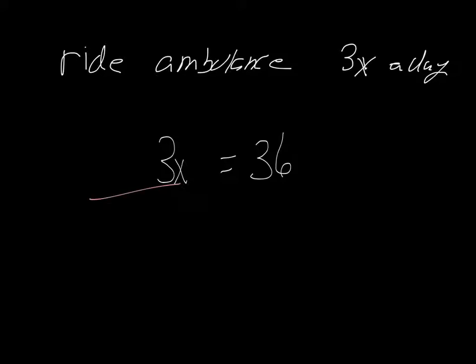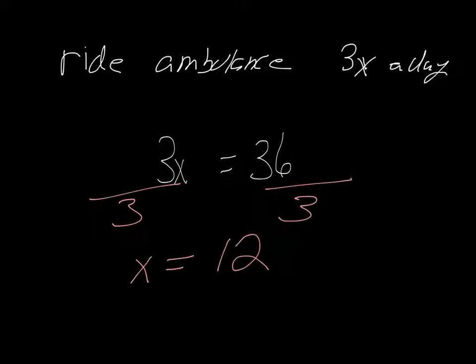Okay, if you went ahead and divided this by 3 and divided this by 3, you'll have x equals 12. And ladies and gentlemen, it is going to take 12 days in order for Trey to ride the ambulance 36 times.